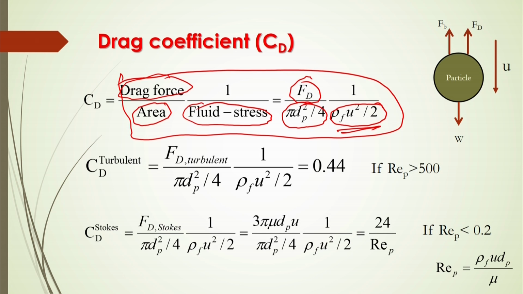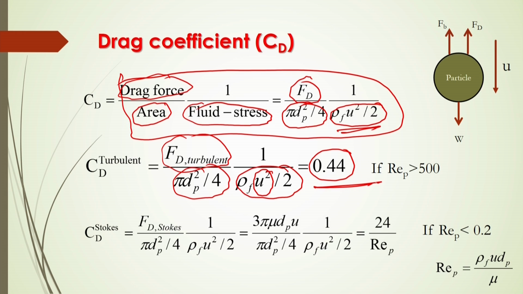Now, the drag coefficient for turbulent flow is calculated as Fd turbulent divided by pi dp square by 4 into rho f u square by 2. Here u square is so high that the Reynolds number of the particle is greater than 500. In that condition, the drag coefficient remains almost constant, and this constant value is equal to 0.44. So, in the turbulent condition the drag coefficient remains constant at 0.44.